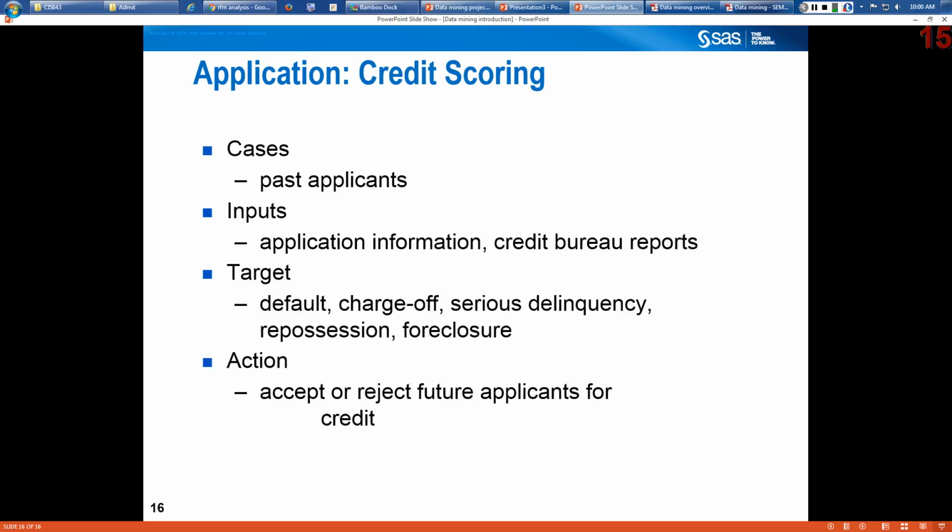Credit scoring is about whether a particular customer will default on a credit card payment, or whether there is a serious possibility of delinquency, and whether that leads to foreclosure and so on. So all these can be the target, and you try and predict all this based on reports from credit card bureaus and applicants' information. The result of this prediction can be used to support decision making as to whether to accept or reject applications for credit.